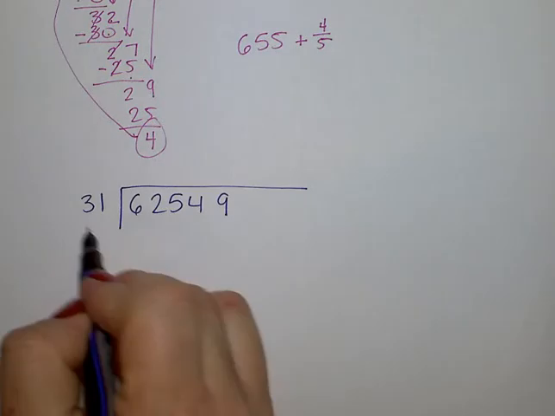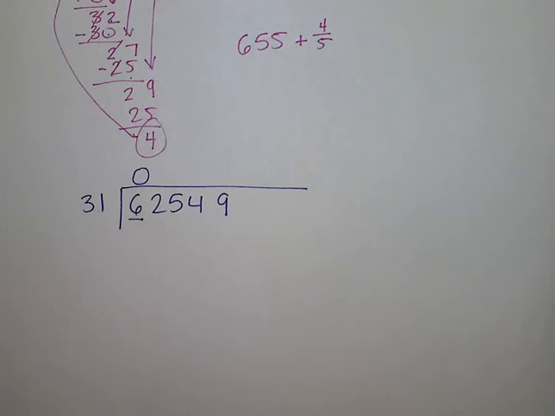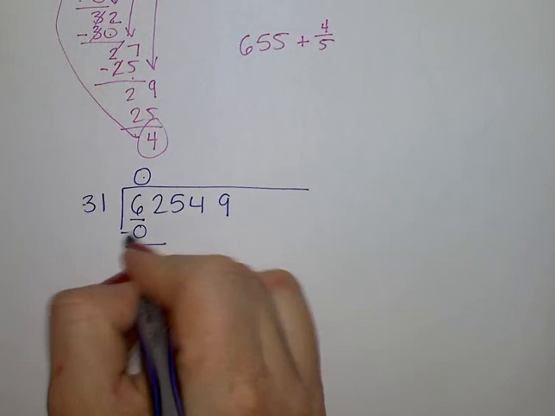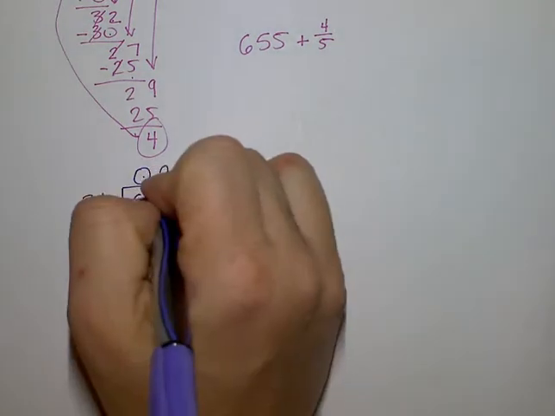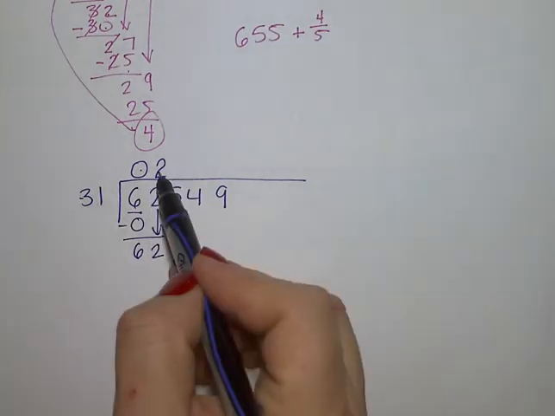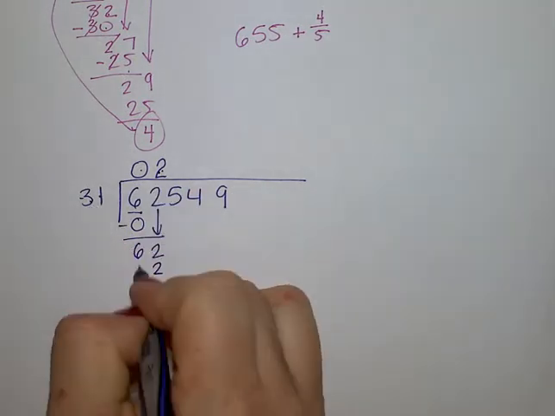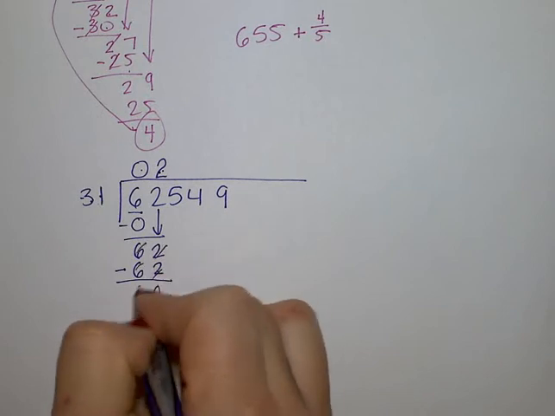Can 31 fit into 6? No. So it can't fit in, so I'm going to put a 0. And 0 times 31 is 0. Subtract down, bring down the next number. Can 31 fit into 62? How many times can it fit in? So I put a 2 above. You do have to be neat with this process, and you multiply. Well, how do you multiply? 2 times 1 is 2. 2 times 3 is 6. Change your sign and subtract down. Bring down the next number.